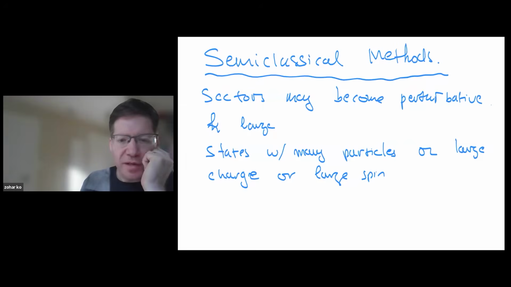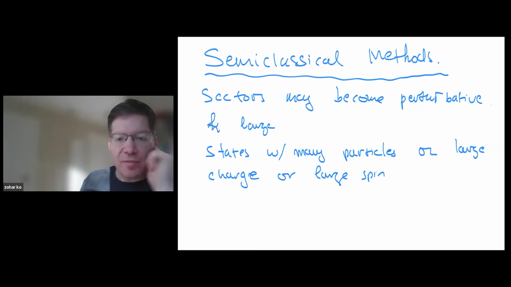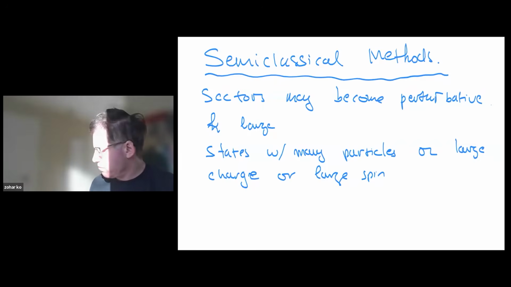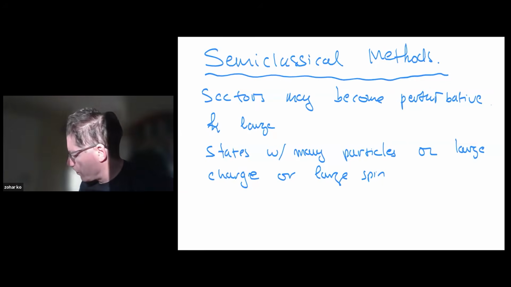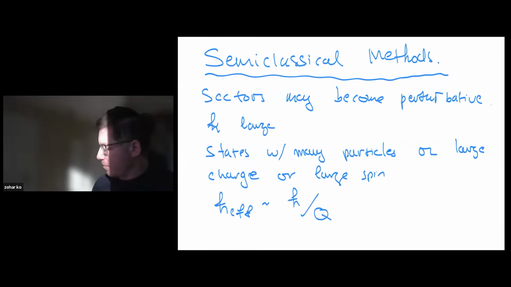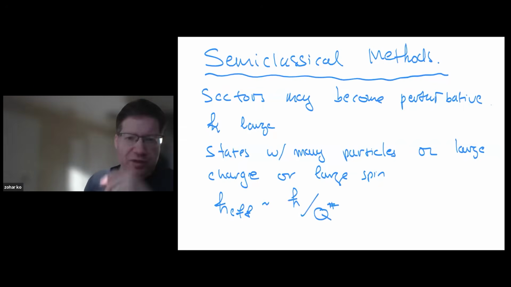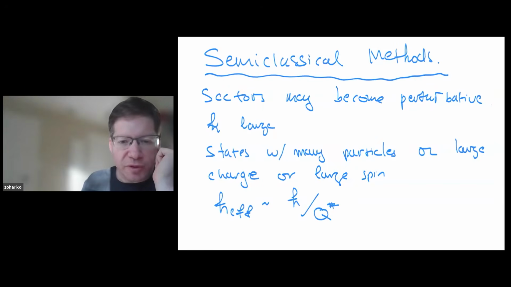So in states with many particles or large charge or large spin, it would sometimes happen that even though the underlying system has a large h bar, there is an effective h bar that is much smaller. So we will see the concept that sometimes there is an effective h bar which is like the original h bar divided by some quantum number, let's call this quantum number q, to some power. The power depends a little bit on the implementation. And this would allow us to gain some non-perturbative insight into highly excited states.